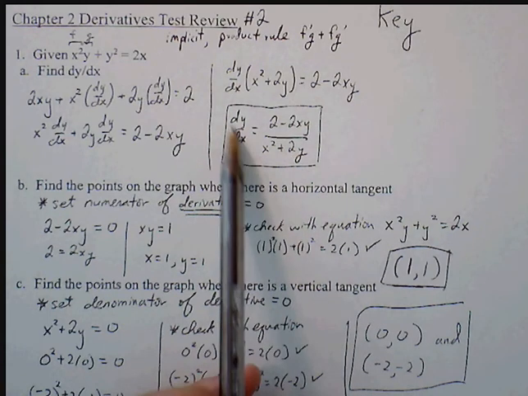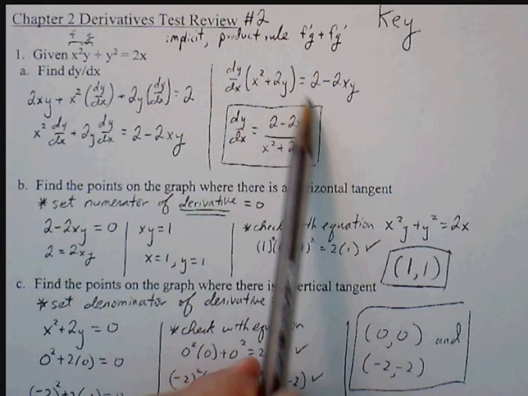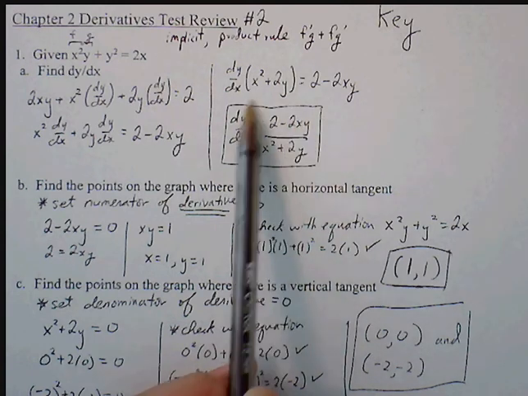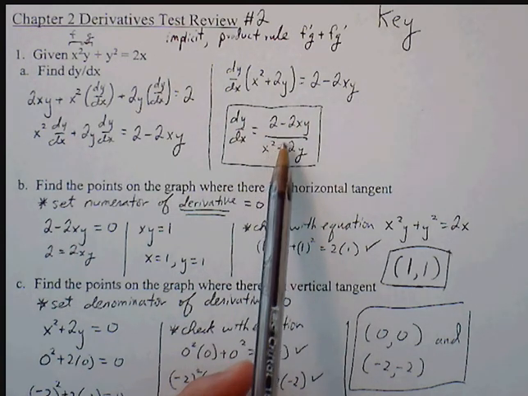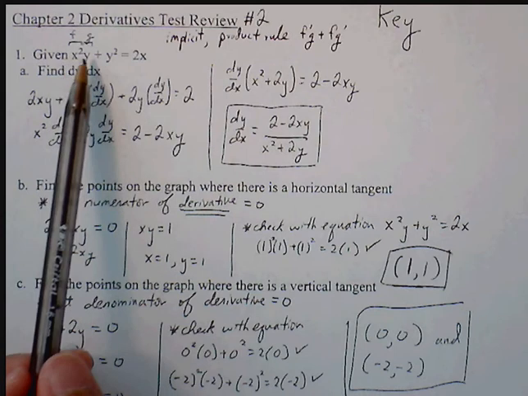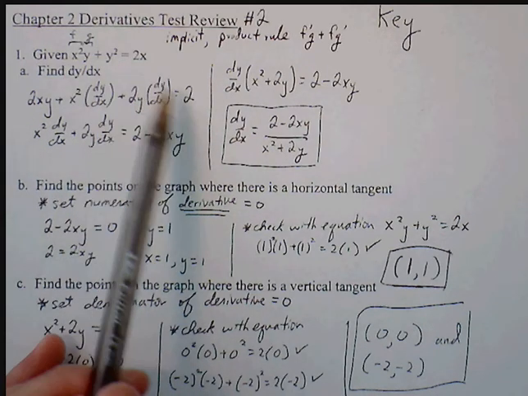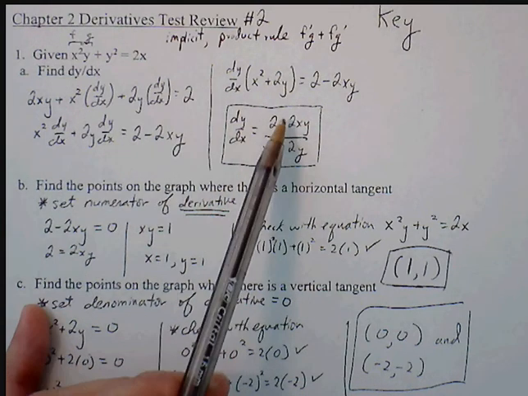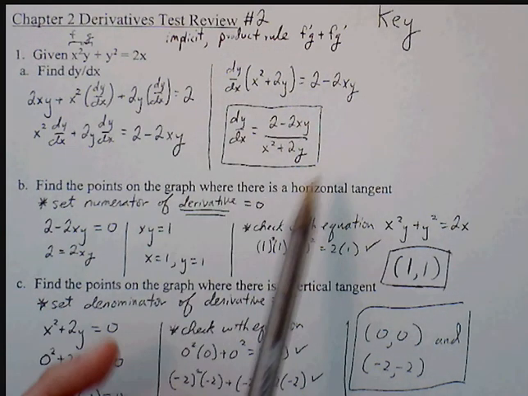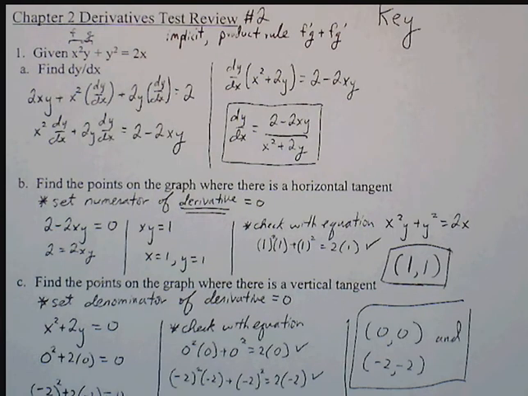So this is essentially the derivative, which is also a slope finding formula for any point in question on this curve. Okay, so if I choose an ordered pair, and if I plug into the derivative, in return, I'll get the slope. All right, part B, find the points on the graph where there's a horizontal tangent line.